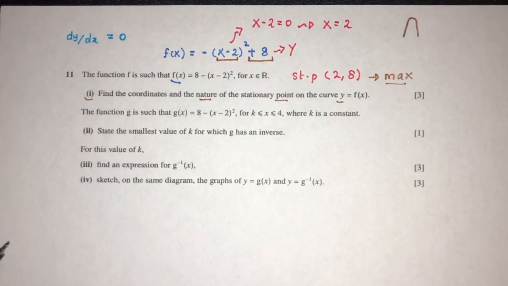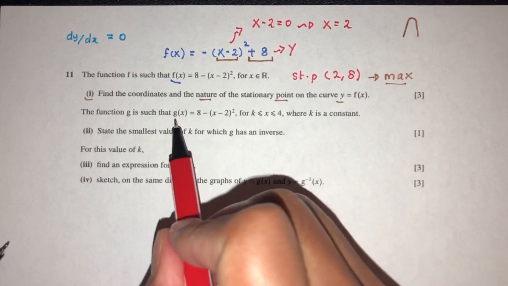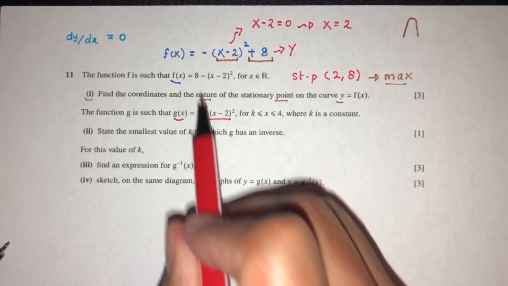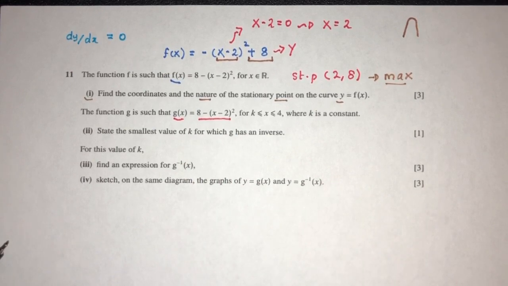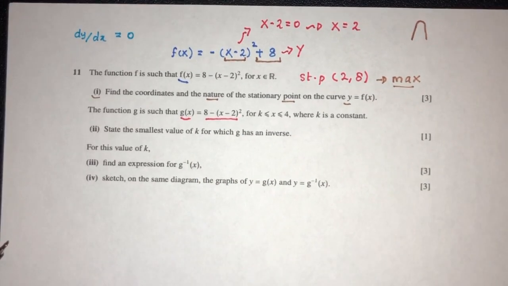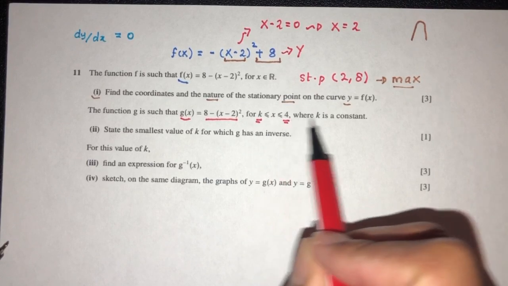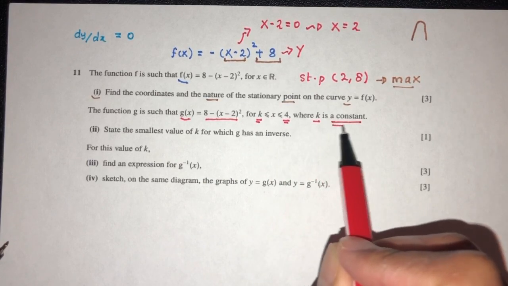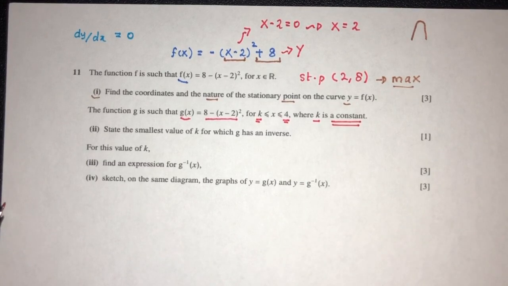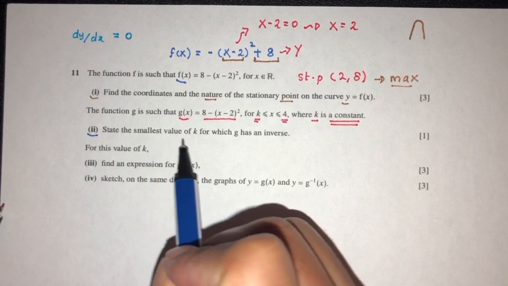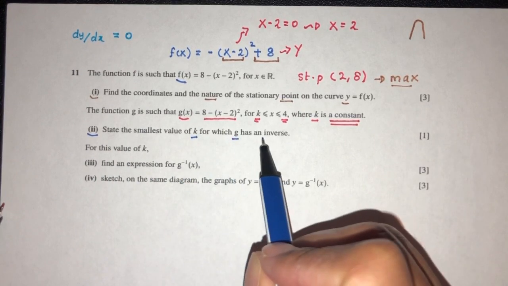Okay, now let's move on to part 2. The function g is such that g of x is equal to this. Now we realize g of x is the same as f of x. The only trick here is the values of x are between k and 4, where k is a constant. Okay, pretty easy. Now what else? Part 2, we have to state the smallest value of k for which g has an inverse.